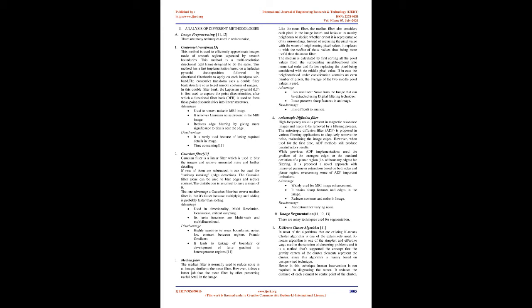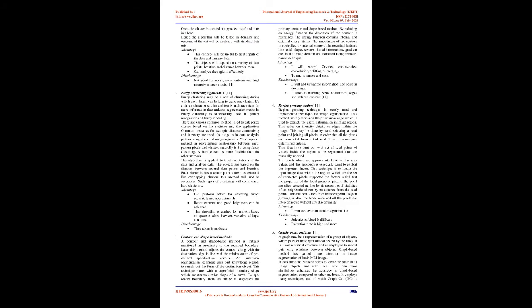The median is calculated by first sorting all the pixel values from the surrounding neighborhood into numerical order and further replacing the pixel being considered with the middle pixel value. If the neighborhood under consideration contains an even number of pixels, the average of the two middle pixel values is used. Advantage. Uses nonlinear noise removal from the image that can be extracted using digital filtering technique. It can preserve sharp features in an image. Disadvantage. It is difficult to analyze.